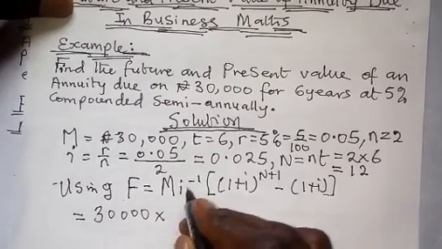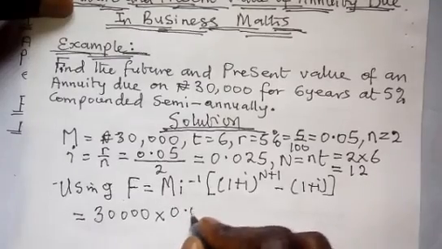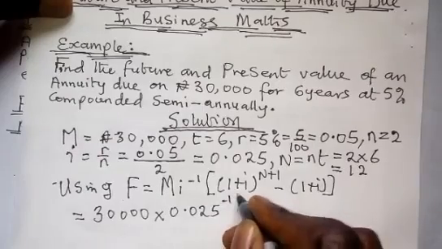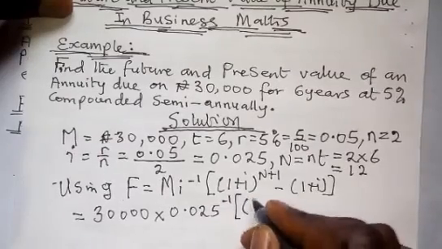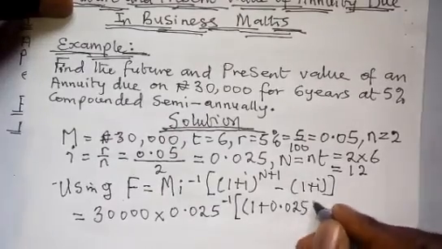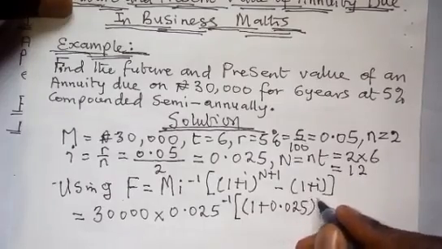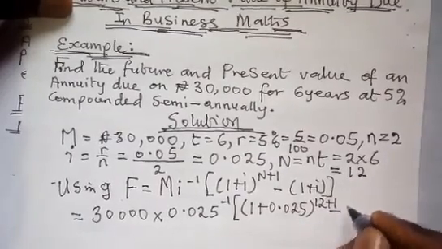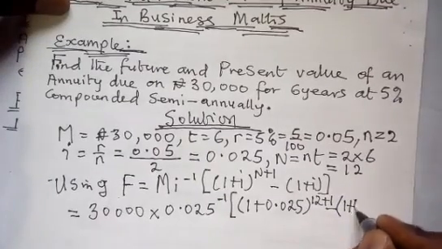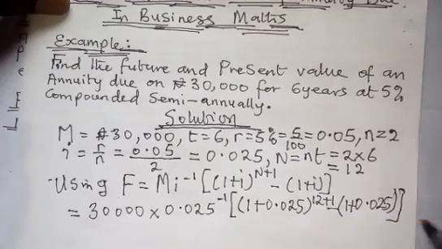30,000. Now multiply by i. Our i is 0.025, so we have 0.025 power minus 1. Then we take our squared brackets and write 1 plus 0.025. Then we have our n. n is 12, so we say 12 plus 1. Then minus, we open the bracket, 1 plus 0.025. Then we can close the squared bracket.